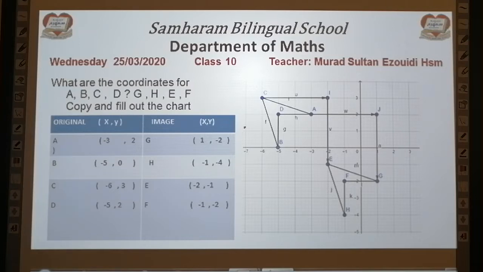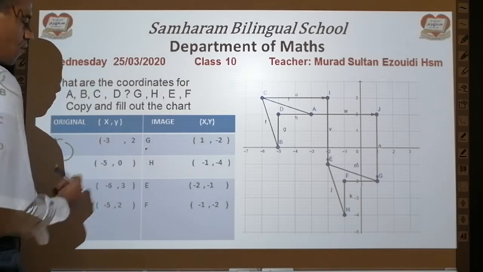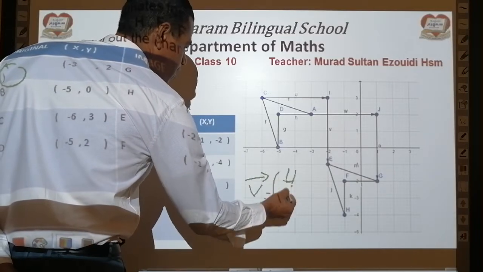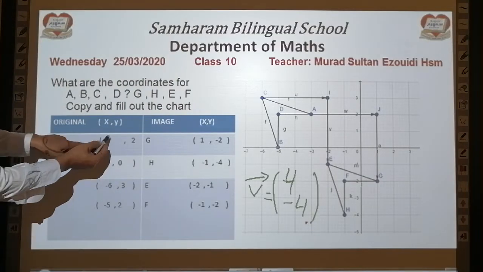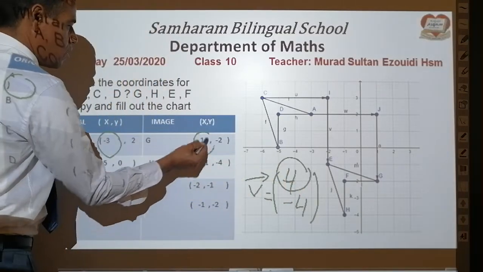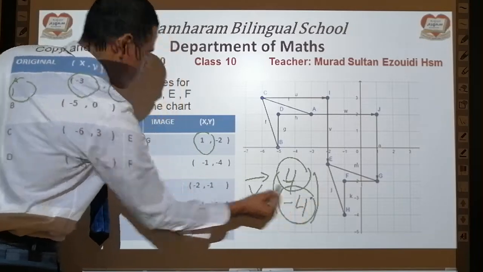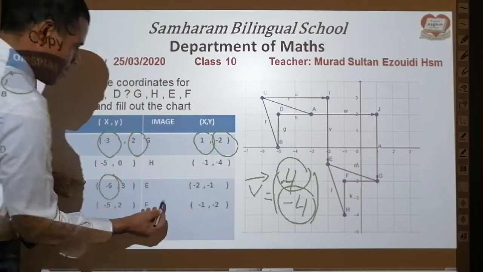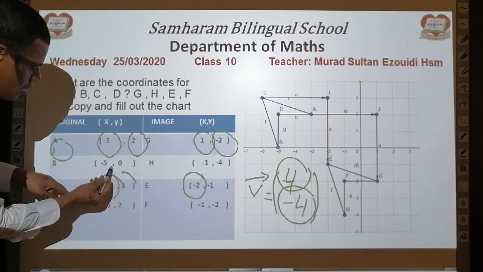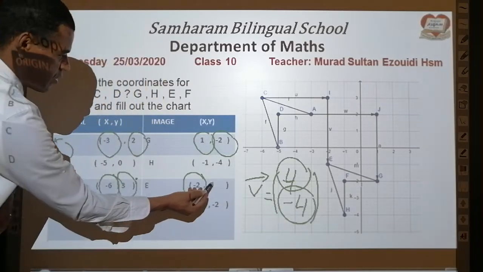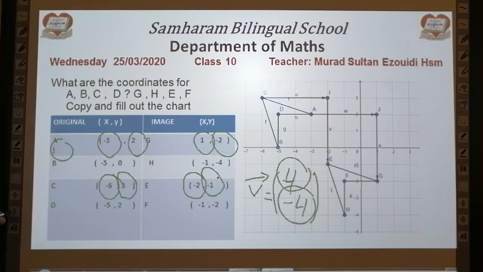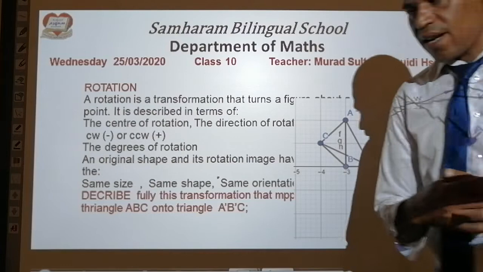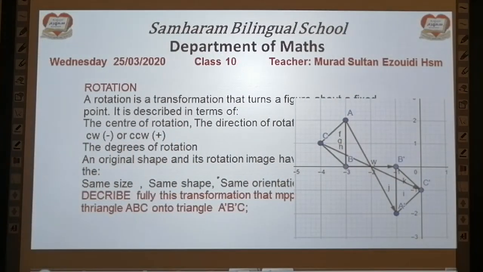So here we did it. The point A of coordinates negative 3, 2, after the translation by the vector V, which is equal to 4, negative 4: negative 3 plus 4 gives 1, then 2 plus negative 4 gives negative 2. The next point: negative 6 plus 4 gives negative 2, and 3 plus negative 4 gives negative 1. And so on. That is how to translate shapes using a given vector, or by finding it from the data.